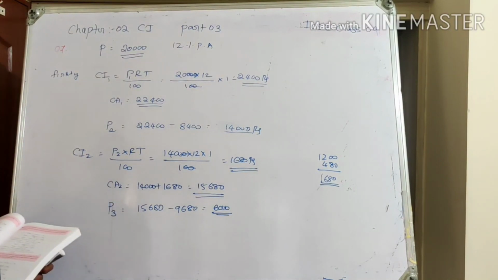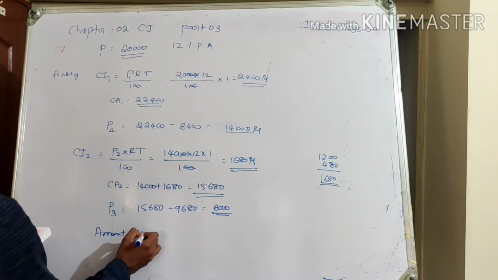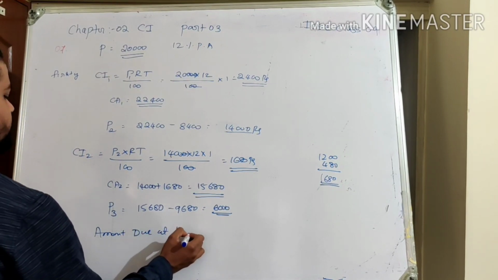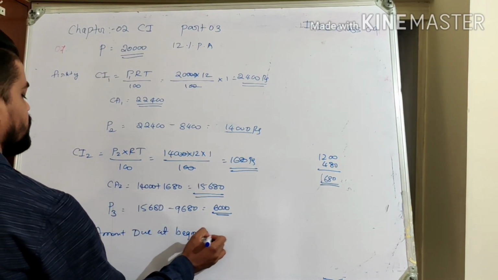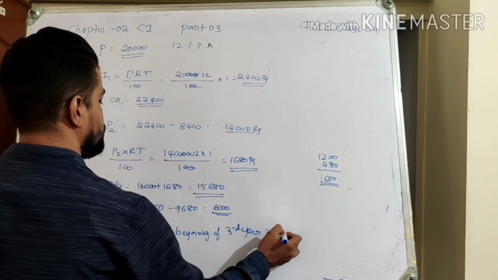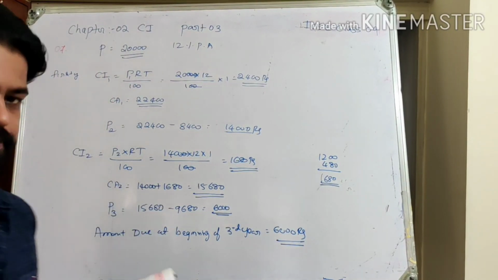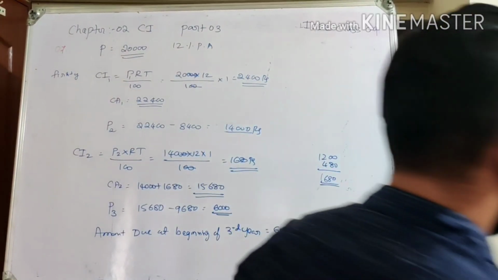Okay. That means amount due at the beginning of the third year is actually just 6,000 rupees. Okay, that is the question. So let's go to the next one.